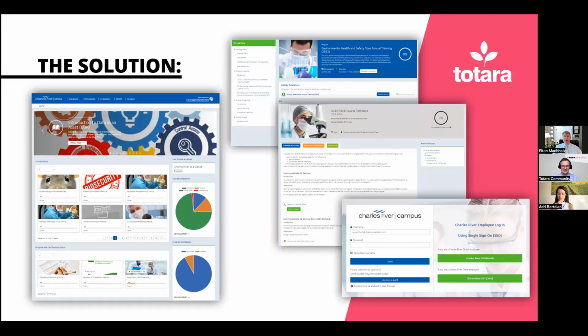On the right-hand side, we have some examples of some of our course and program templates. So utilize more media and imagery in them to make them more engaging. The tracking allows the learner to see exactly where they are in process.